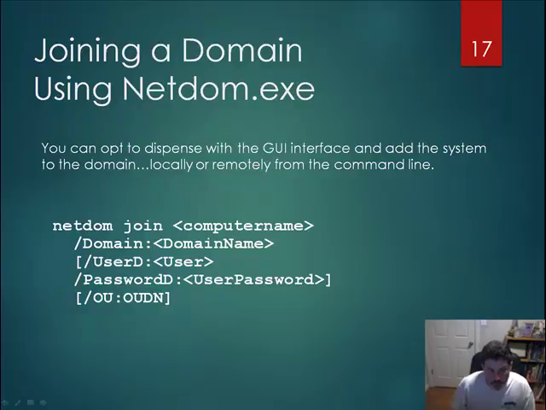You can opt to dispense with the GUI interface and add the system to the domain locally or remotely through the command line using the netdom.exe command. What you see here is the syntax for it. So you have to know the computer name, the domain name, and you also have to have privileges to do so, so your user account and your user password, and you also have the option to add it to any organizational unit in the Active Directory structure. So you can do it this way as well if you happen to know all that information. Maybe you're sitting at someone else's console. This will give you the ability to quickly and easily add a system.